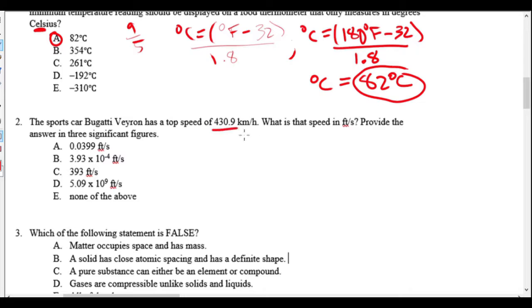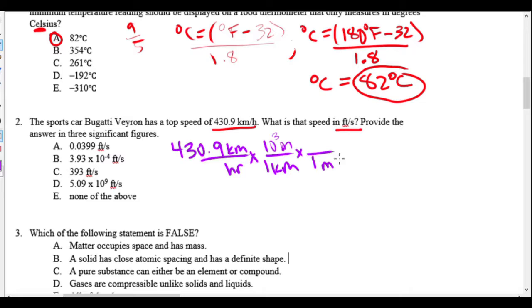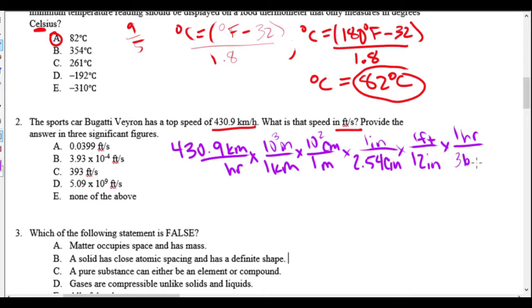Okay, the sports car has this top speed, and we want to know what it is in feet per second. So it's a dimensional analysis problem. So 430.9 kilometers per hour times 1 kilometer is 10 to the 3 meters times 1 meter, 10 to the 2 centimeters times 2.54 centimeters in 1 inch times 12 inches in 1 foot. And the last thing we need is to turn our hours into seconds. So 1 hour is 3,600 seconds.